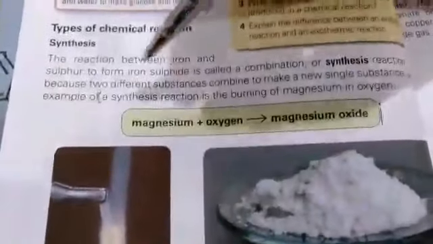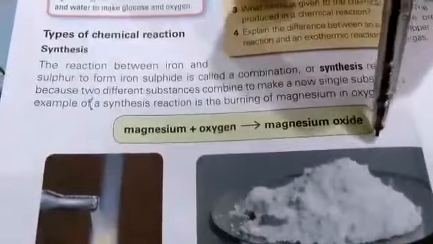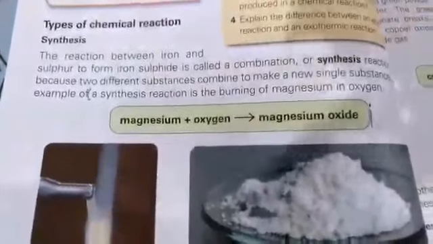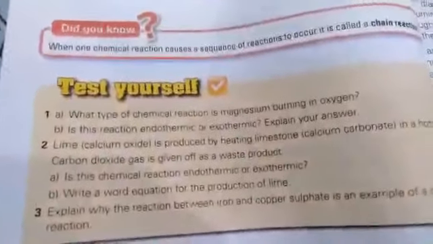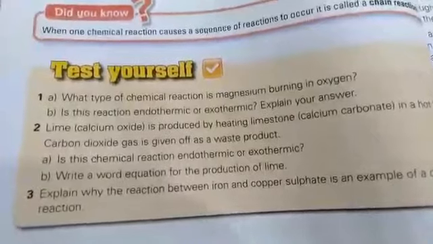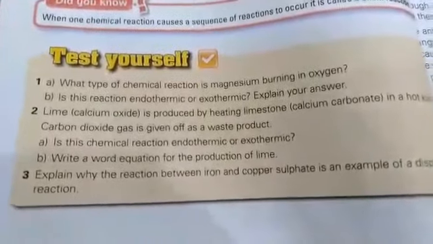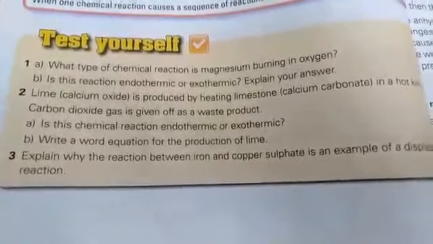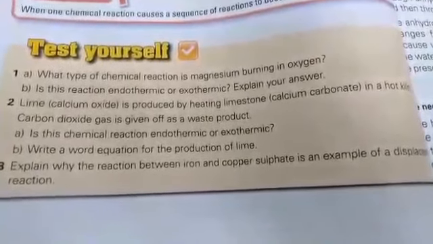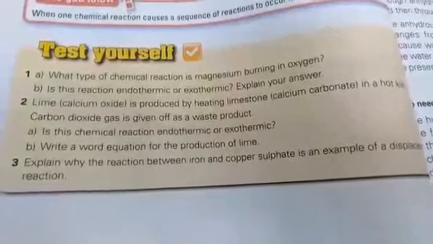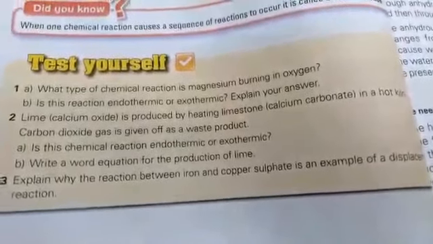But you can answer this question from this line. This equation will also be included in the answer. Okay. Next, B part, is this reaction endothermic or exothermic? Explain your answer. Beta, this is an exothermic reaction because magnesium burns with white light and it also gives off heat during this process.